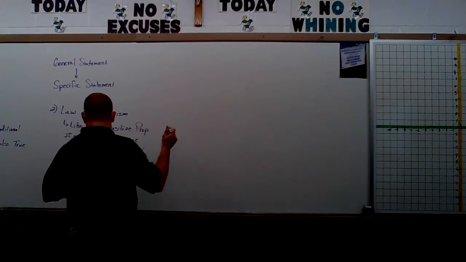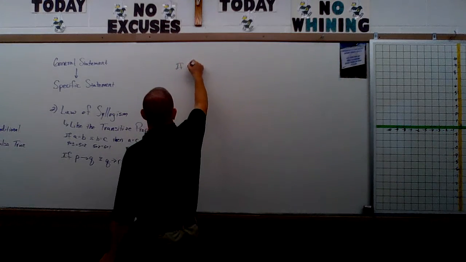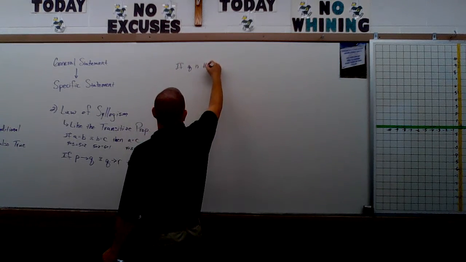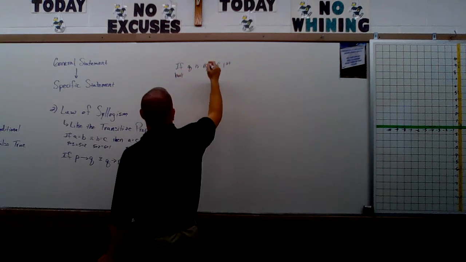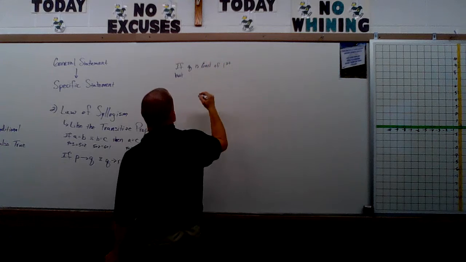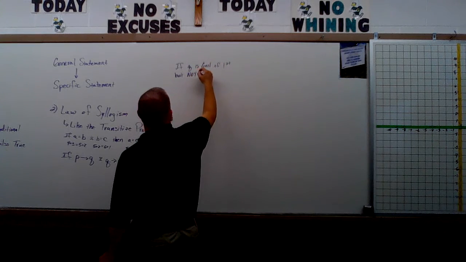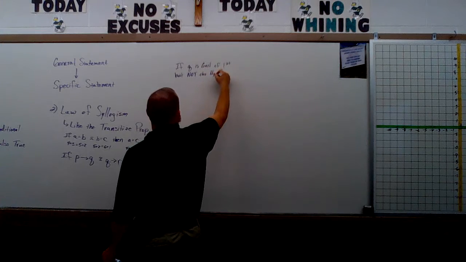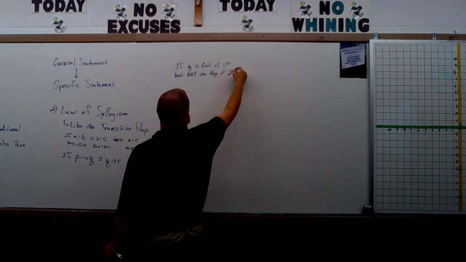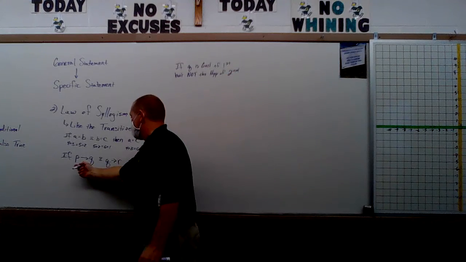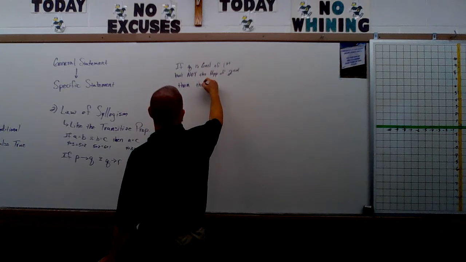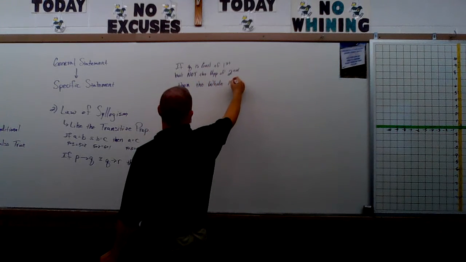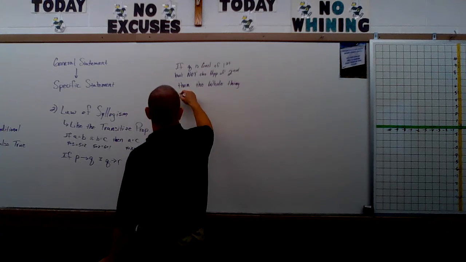Okay? So if Q is the conclusion of the first, but not the hypothesis of the second. And again, when I say first and second, I'm talking about the first conditional to the second conditional. Then the whole thing is not valid.